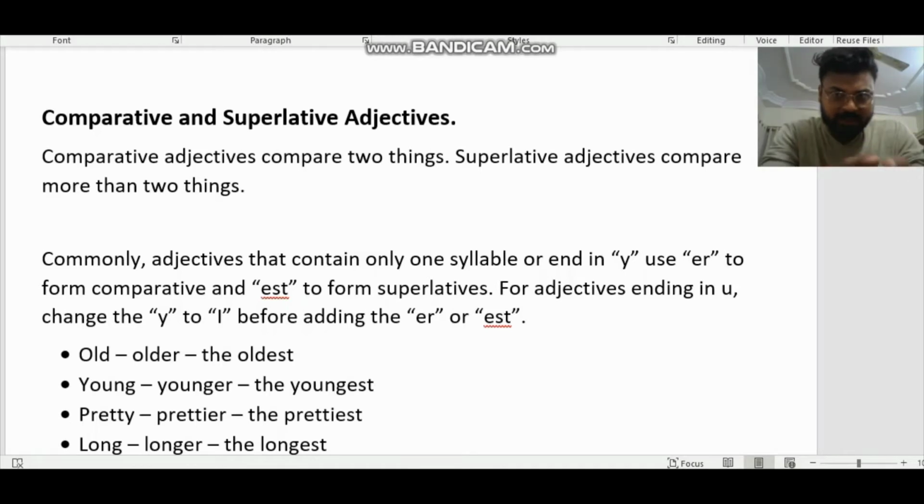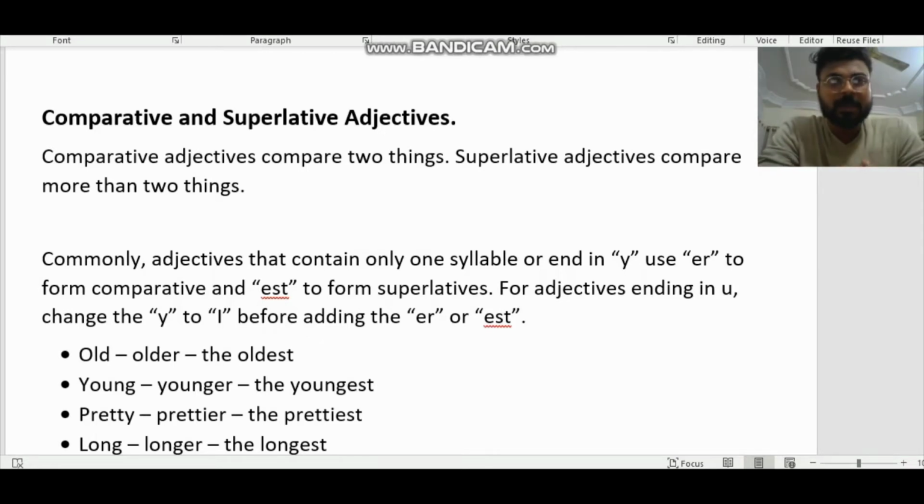Today, as you can see on the screen, we are going to talk about comparative and superlative adjectives. We have recently studied adjectives. If you have not watched that video so far, please go and watch that first. Then you will be able to understand what comparative and superlative adjectives are, how they are formed, and how different comparative is from superlative, or superlative from comparative.